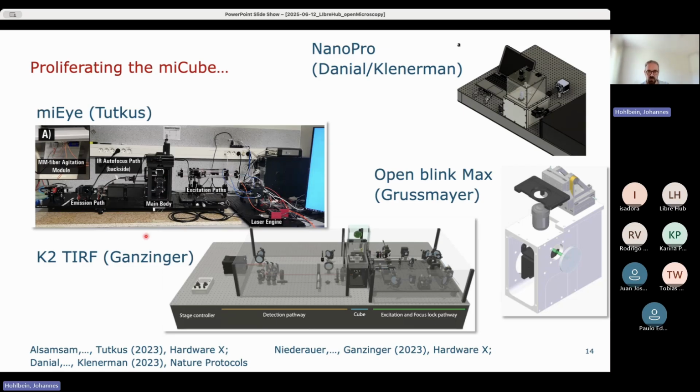Then there was one implementation from the Gansinger group here in the Netherlands. They also made it a bit wider because they didn't want an XY scanning stage, but only a very small piezo stage. Then the Cruz-Meyer lab saw the design and said, we want to make everything a bit narrower, so they designed their own. And then a very detailed protocol came from John Daniel and the Klennerman lab, who made hundreds of pages of that single build available.